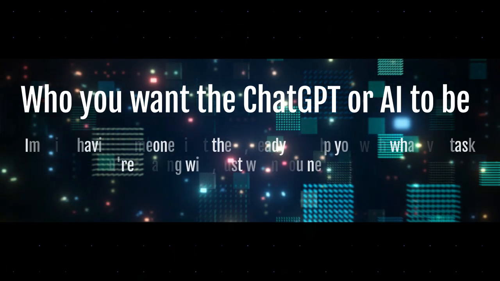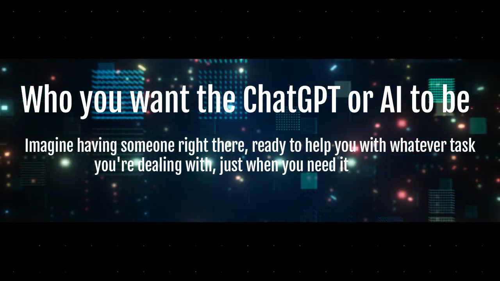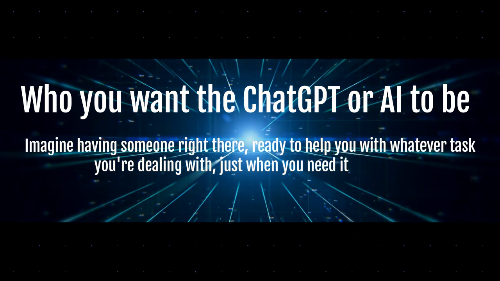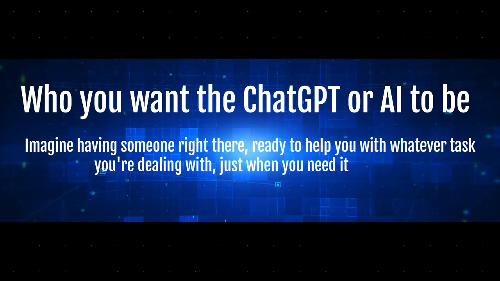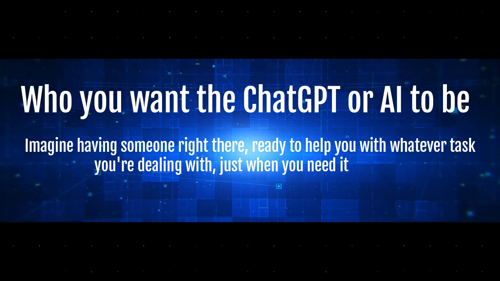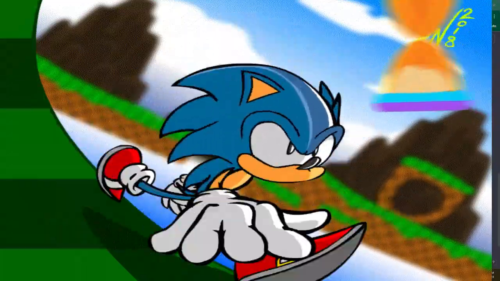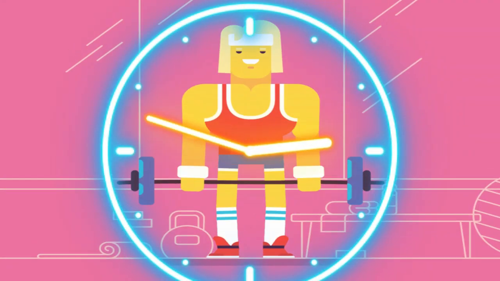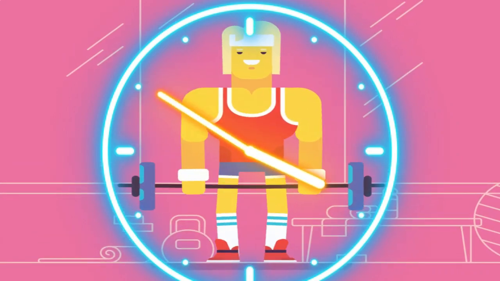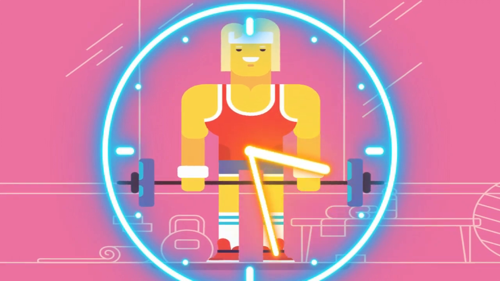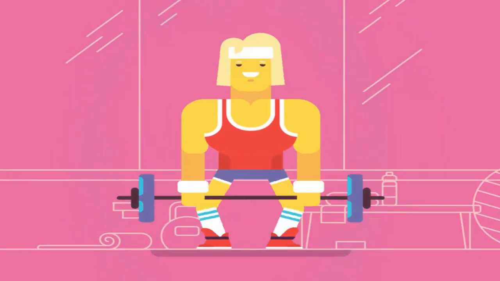Alright, so here we explain the first point, persona: who you want ChatGPT or AI to be. So imagine having someone right there ready to help you with whatever task you are doing, just when you need it. If you want to lose weight, in this situation you need to create a personality, like act as a gym trainer with over 10 years of experience. So in this scenario, ChatGPT will act as a gym trainer having 10 years of experience.